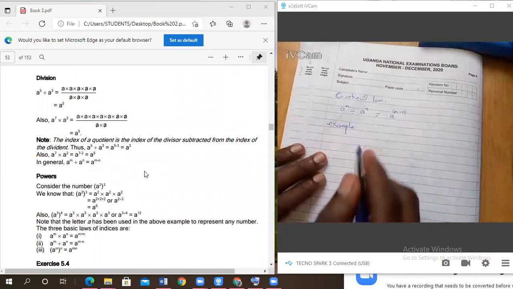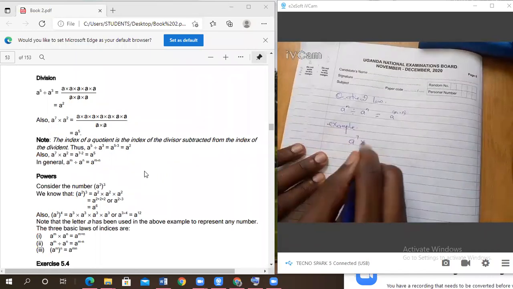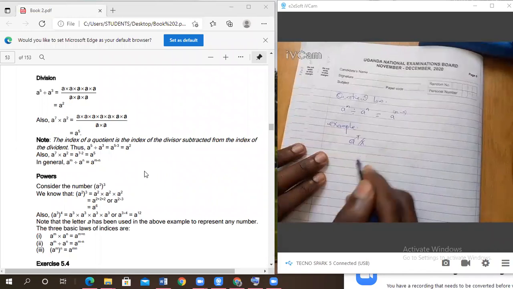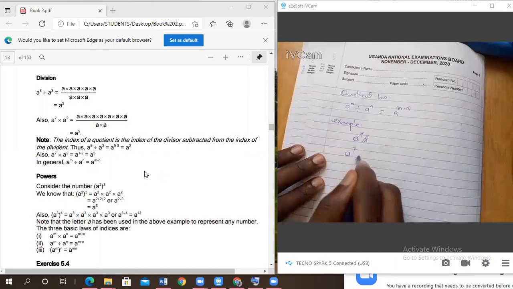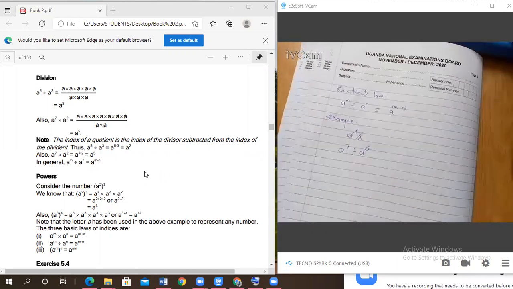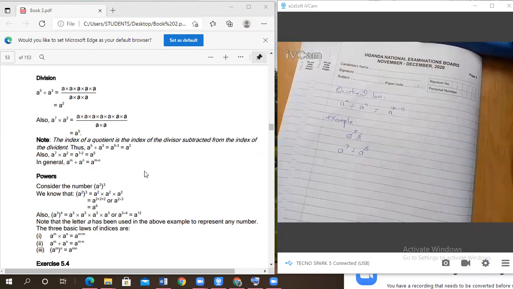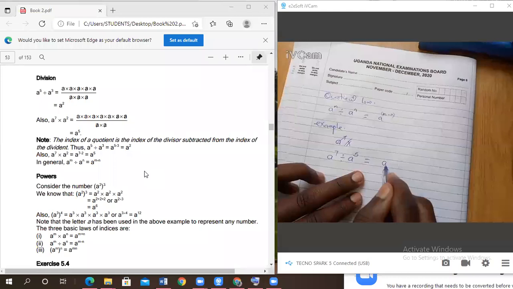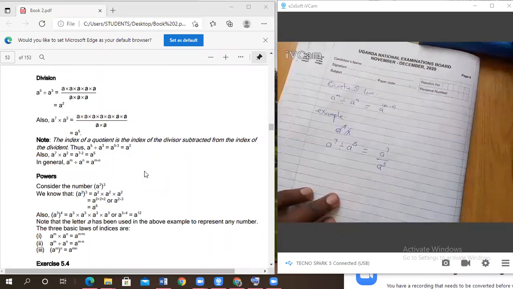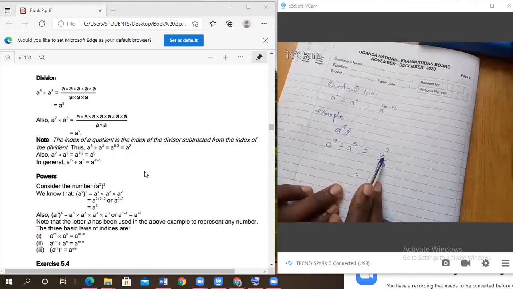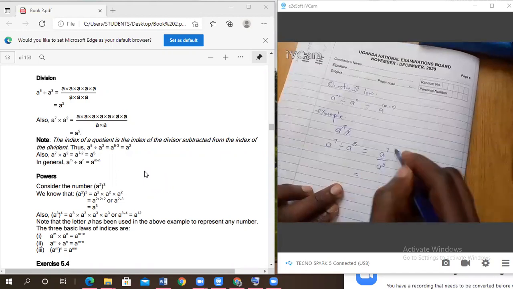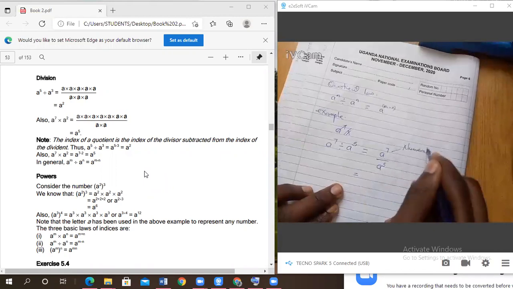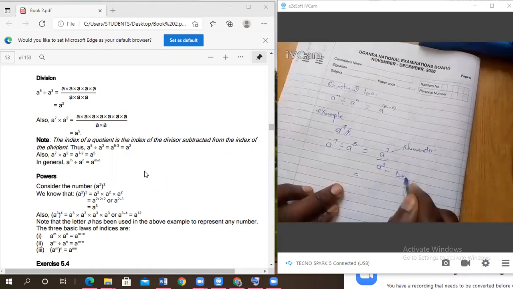we have a to the power 7 divided by a to the power 5. If I'm to use a long method, which is just going to be the same as a to the power 7 divided by a to the power 5, this one means I'm going to multiply a 7 times, right? This is our numerator, and this is our denominator.